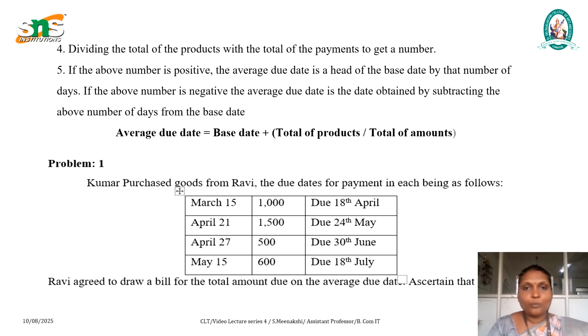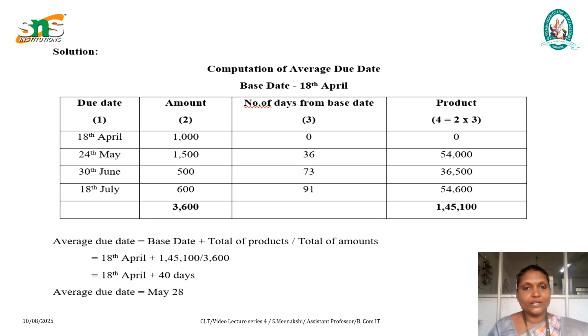So we have taken a problem to make it clear. In this problem, Kumar has purchased goods from Ravi. The due dates for payment of each bill are as follows. The transactions happened in different months and on different dates: March, April and May. Ravi agreed to draw a bill for the total amount due on the average date. Here we are going to ascertain the average due date.